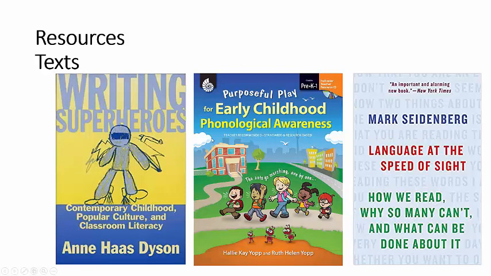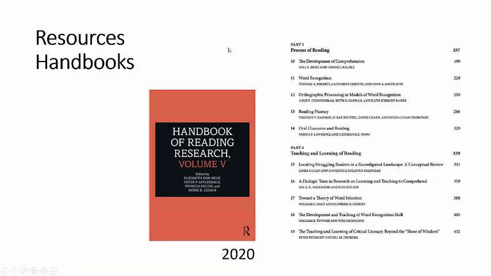Or you might have a book like this, Purposeful Play by Hallie and Ruth Yopp. And this book is a little bit about a lit review, and then it provides lots of instructional strategies. This book by Mark Seidenberg is a really hot book in literacy circles right now. And it is his literature review. So he's reviewing lots of pieces of literature to make a particular argument. So just like there are different types of articles in journals, there are different types of publications in books.